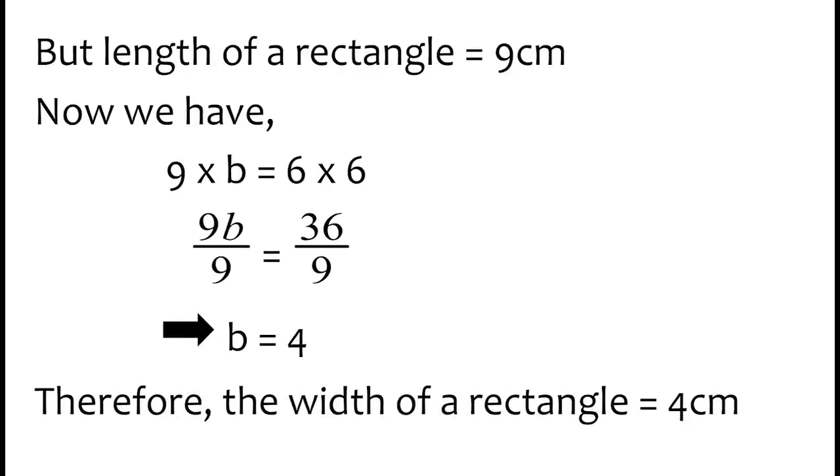Which is 9. So, I now have 9b over 9 equals 36 over 9. 9b divided by 9. You can see that the 9 in the numerator divided by the 9 in the denominator will give you 1. And 1 times b, you will have b. And of course, 36 divided by 9, the answer is 4. Our b now equals 4.